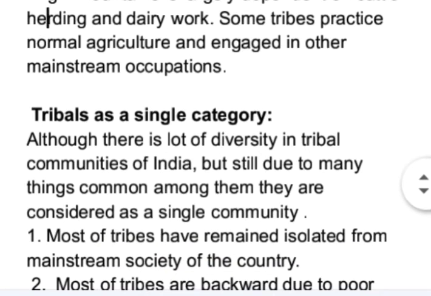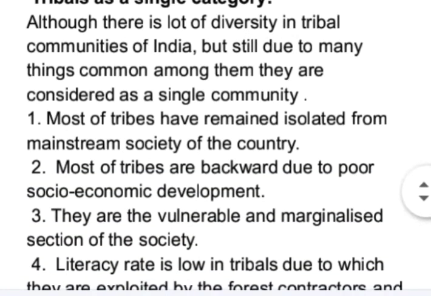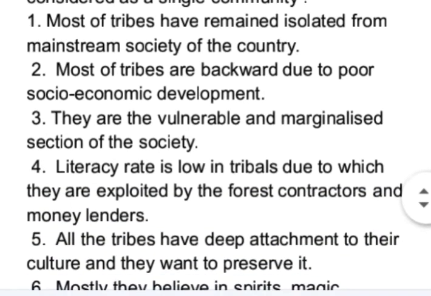Next is tribals as a single category. Although there is a lot of diversity in tribal communities of India, still, due to many things common among them, they are considered as a single community. Most of tribes have remained isolated from mainstream society of the country. Most of tribes are backward due to poor socio-economic development. They are vulnerable and marginalized section of the society. Literacy rate is low in tribals due to which they are exploited by the forest contractors and money lenders.